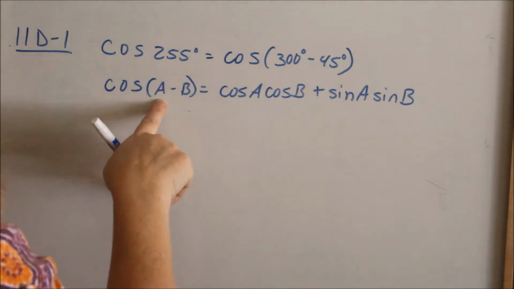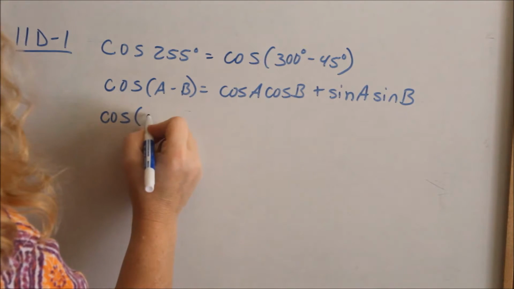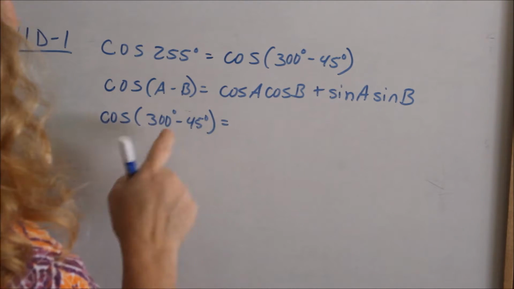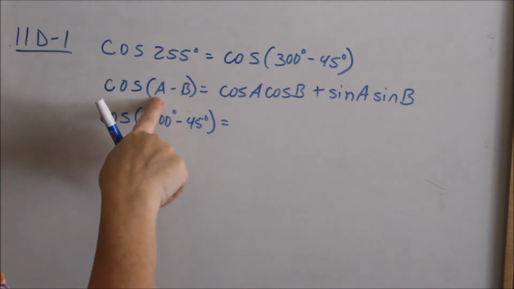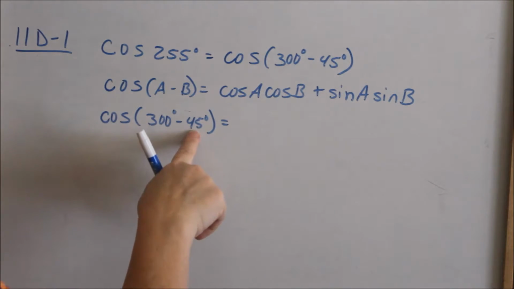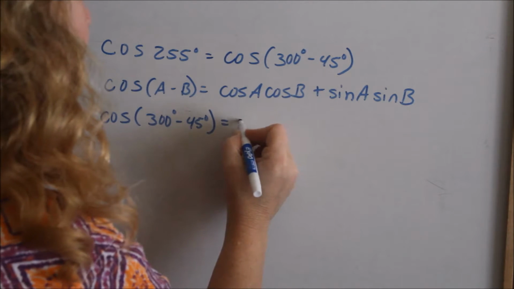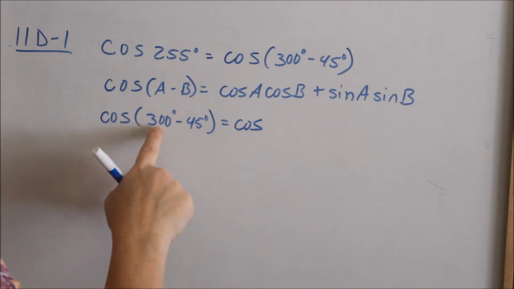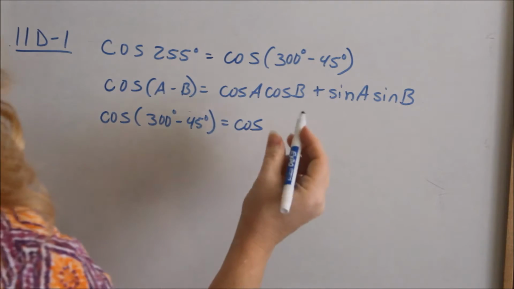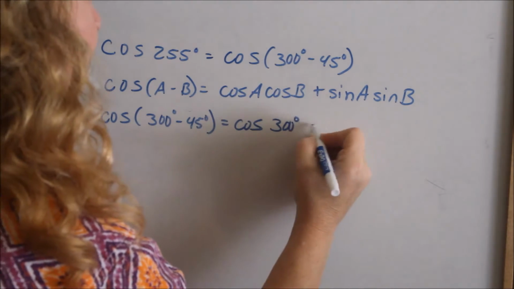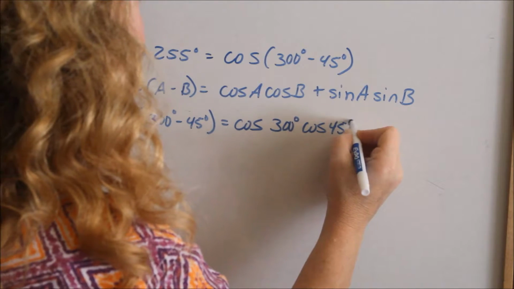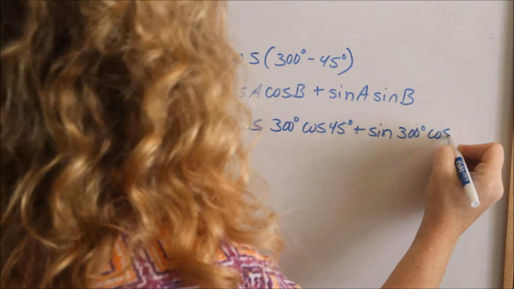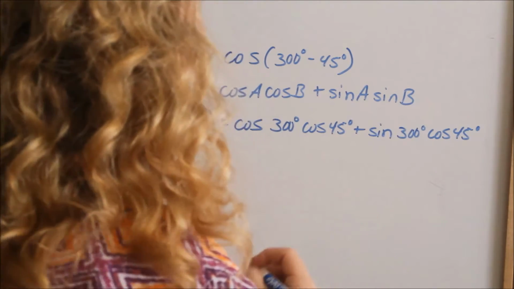Okay, so basically what I'm doing is I'm going to say cosine of my problem is 300 degrees minus 45 degrees. So I'm basically substituting everywhere I see an A, I'm going to use 300. Everywhere I see a B, I'm using 45. This was a formula that I got from the book. Okay, so all I'm doing is taking this and plugging this into the formula. So cosine of 300 degrees times cosine of 45 degrees plus sine of 300 degrees cosine of 45 degrees.